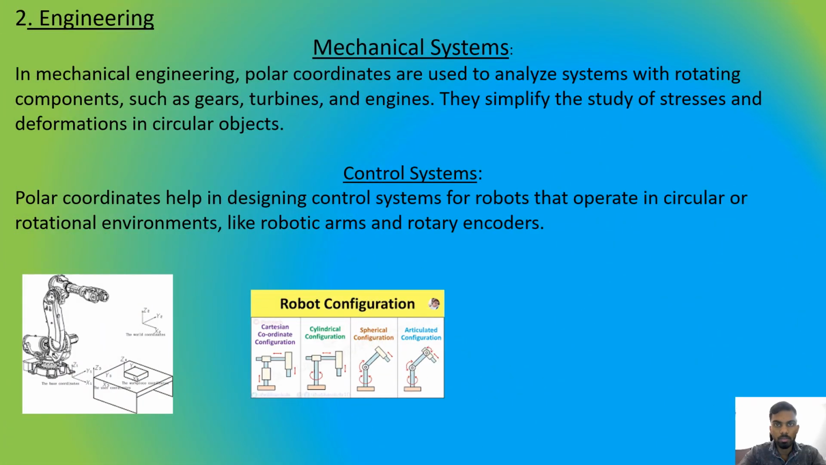Polar coordinates are applicable in the engineering field too. The mechanical system. In mechanical engineering, polar coordinates are used to analyze systems with rotating components such as gears, turbines and engines. They simplify the study of stress and deformation in circular objects. Control system. Polar coordinates help in designing control systems for robots that operate in circular or rotational environments like robotic arms and rotary encoders.